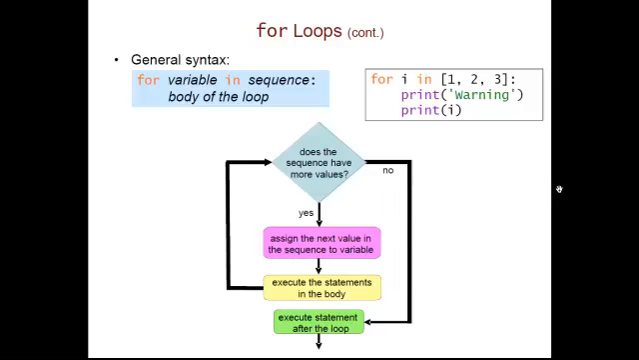What ends up happening is what you see in this flow chart here. We repeatedly ask, are there additional things in the sequence that we haven't yet processed? If there's at least one thing in the sequence that hasn't been processed yet, we're going to assign that next value in the sequence to our loop variable. We're then going to execute the statements in the body, and then we're going to go back and check if there are more values. We're going to keep doing that until there are no more values left in the sequence yet to be processed, at which point we will execute whatever statement comes after the loop. And so the number of elements in the sequence is going to govern the number of repetitions that we get when we execute the loop.